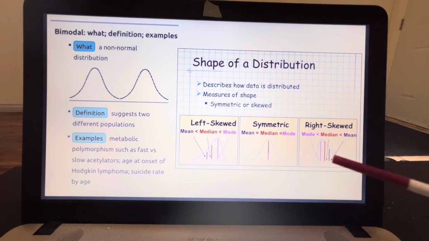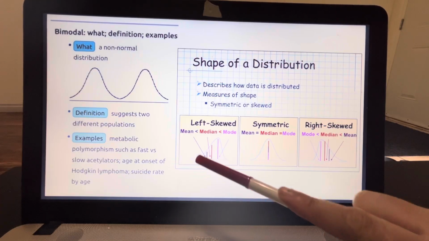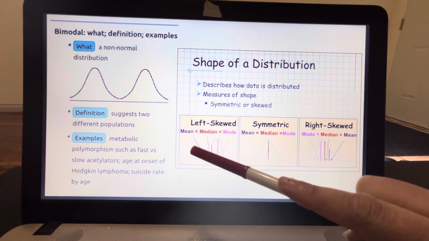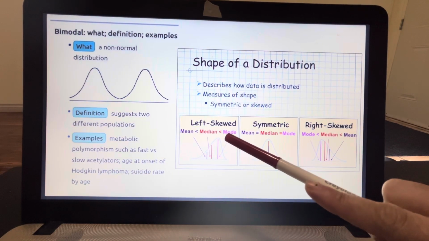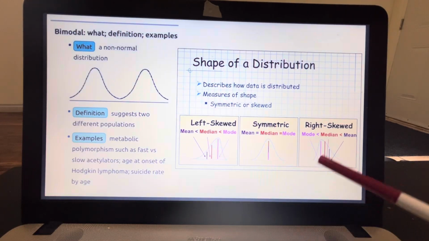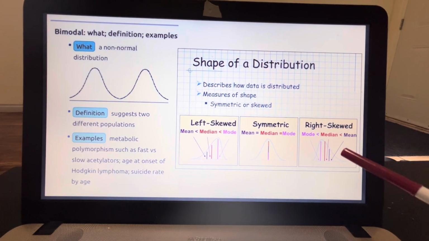To know which one is right and left, always look at this portion, that is the tail. If the tail is on the left side, it is left skewed, and in left skewed, remember mode is greater than median, which is greater than mean, and the opposite is in right skewed, where the tail is on the right side. This is very important. You should know the skewness and which value is greater.